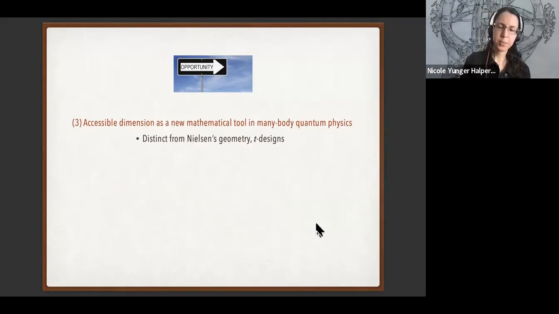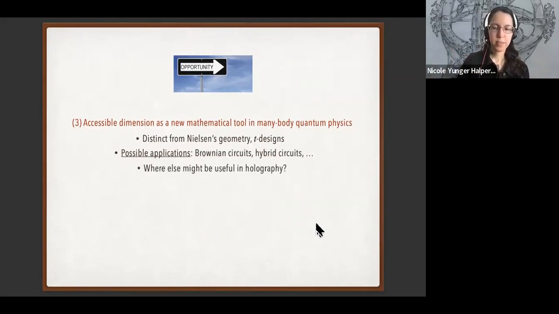So since it was useful in this problem, we hope that it could be useful in other problems in the future that involve some random type evolution. And I'd be interested in hearing if anyone thinks that there might be opportunities to use it in holography. And by the way, my co-author Jonas deserves all the credit for coming up with this idea of the accessible dimension.